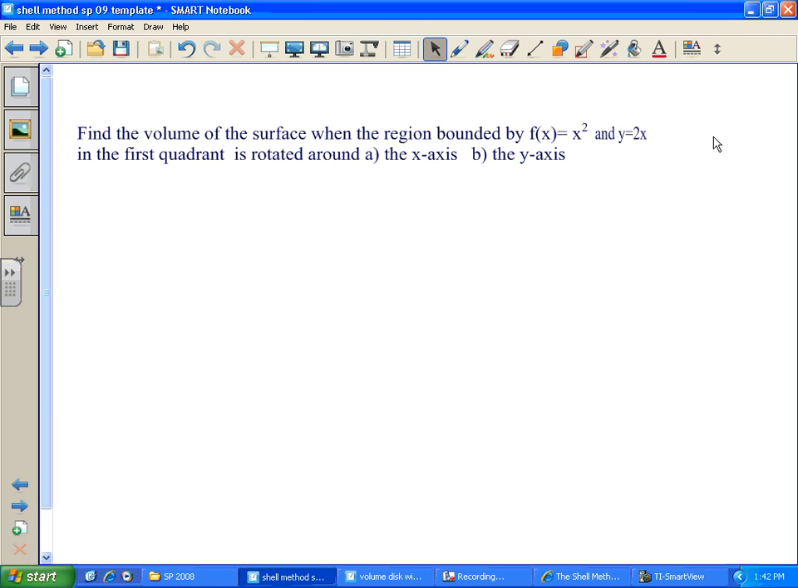A similar question with two different functions. The answer for part B for the last question was 28 pi over 15. Good. When am I supposed to use washer versus shell?